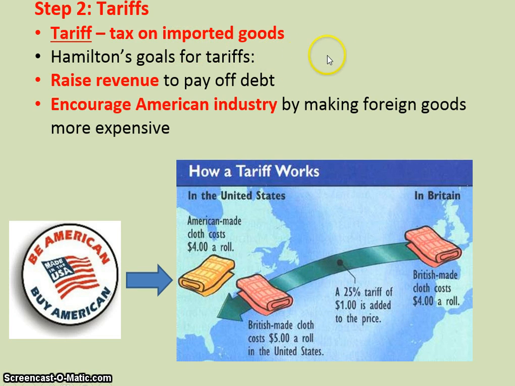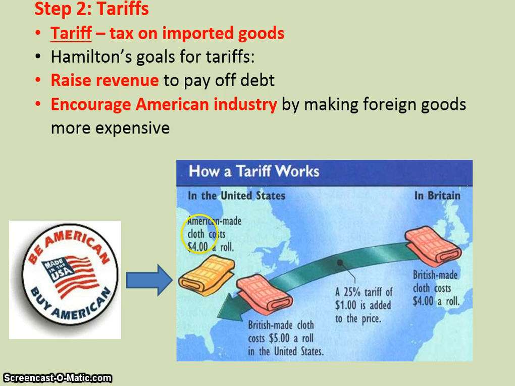The way tariffs work is, let's say, for example, that we have American cloth, which costs $4 a roll to make, and we have British cloth that is competing in American markets. It also costs $4 to make. But as it's being shipped here, before it is imported into the United States on American soil, a 25% tariff is added, which is going to add $1 to its price. So when they're actually sold in stores over here, the American cloth costs $4, the British cloth costs $5, and the idea is to encourage people to buy the American cloth instead.